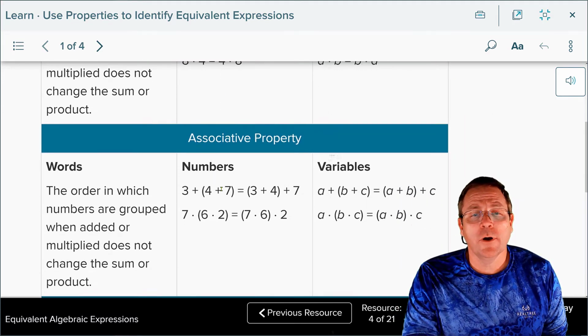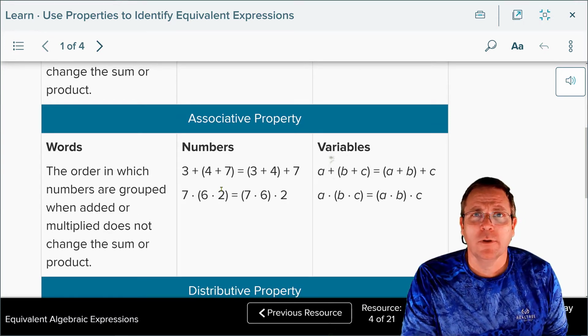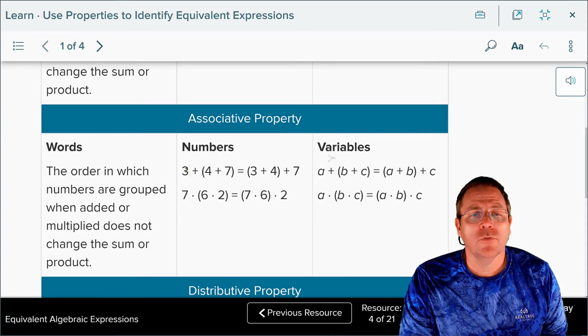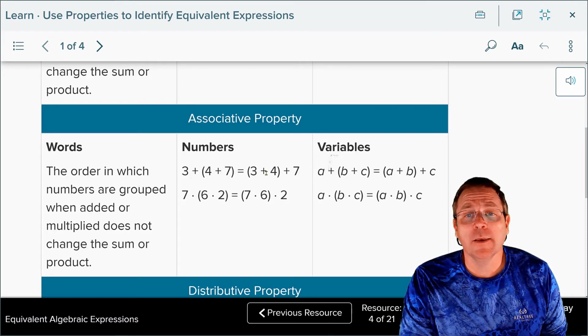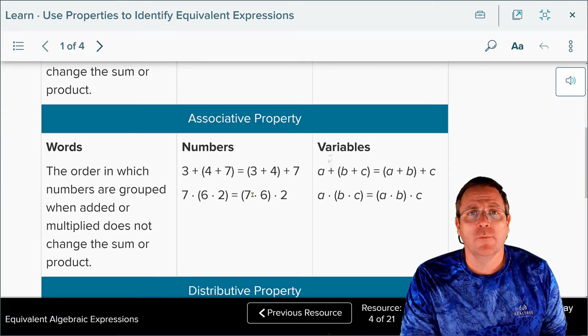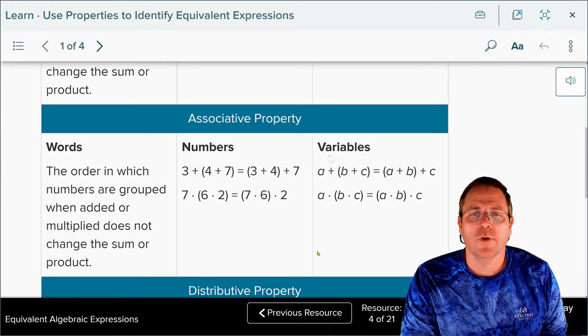The associative property we've also talked about. It says grouping doesn't matter when you're just adding or just multiplying. So 3 plus the sum of 4 and 7 is going to give you the same thing as the sum of 3 and 4 plus 7. 7 times the product of 6 and 2 is going to give you the same answer as the product of 7 and 6 times 2, and there that one is with variables.